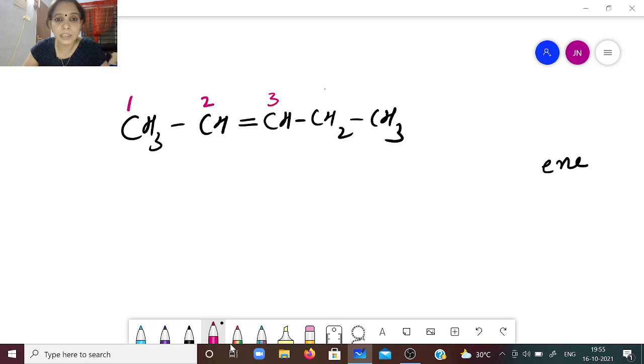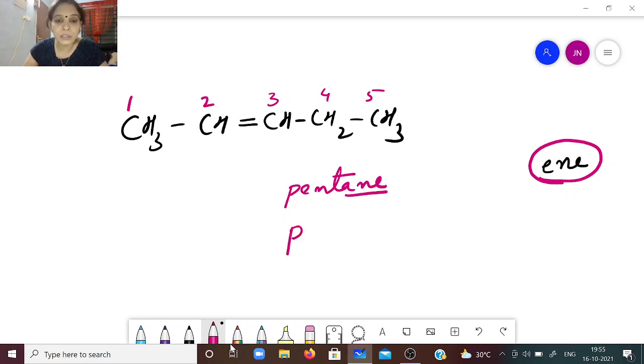1, 2, 3, 4, 5. So I can write that 5 carbons are there, and 5 carbons means the parent is pentane. The parent is ANE. But there is a double bond, and the double bond's alphabet should be ENE. So I have to replace this ANE with ENE, so the name will be pentene. Now one more thing: where is the double bond? Second carbon. So I have to include it here. I will break this here and include it, so I will get pent 2 ene.